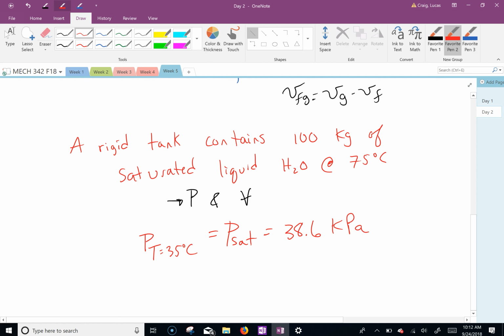38.6 kilopascals. Yes. Why is it 38.6? No, 35 degrees Celsius. Oh, why did I write 35? 75. That was my mistake. Thank you. Don't ask me why I did that. I just completely zoned out.